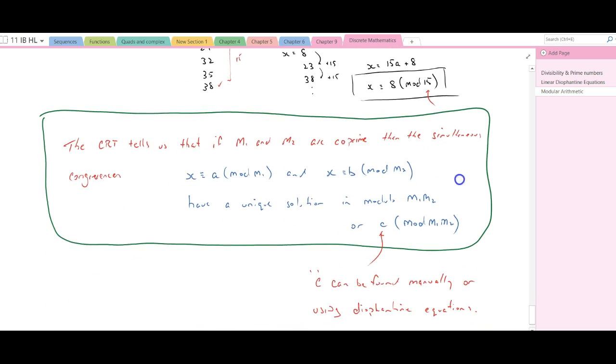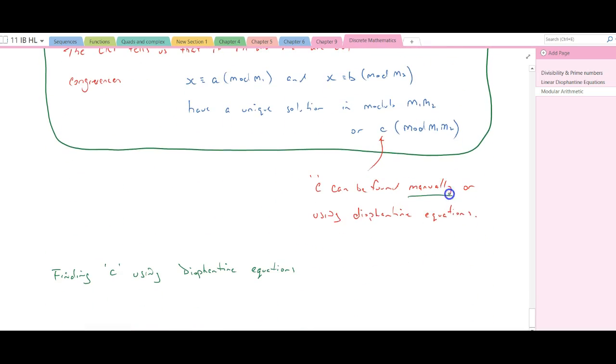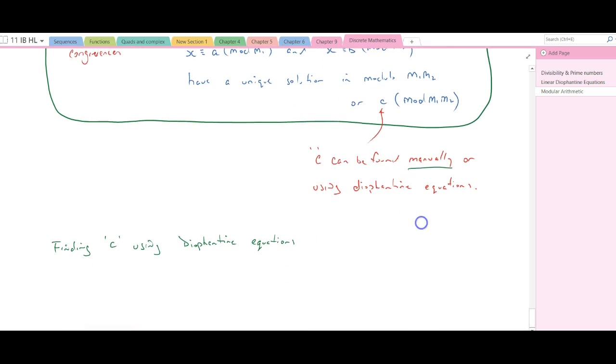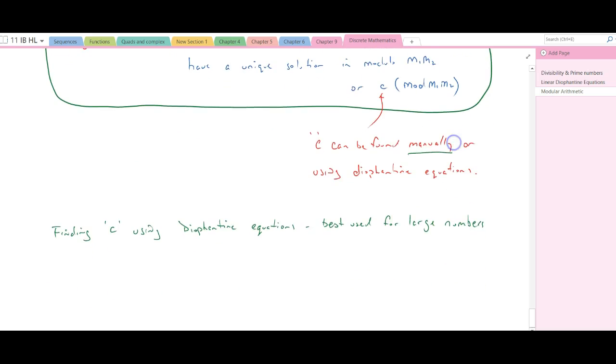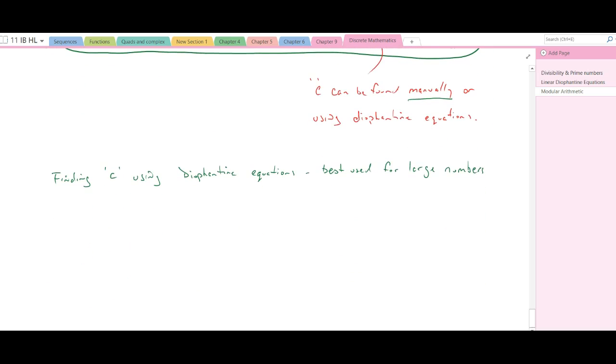Now, I would suggest using the manual method when the numbers are small, and Diophantine equations for when the numbers are larger. So we'll make that note here: best used for large numbers. We don't have large numbers here, but I'll use it because it ties up nicely with what we've just done, we can see that we'll get 8 using them, and it's also a bit of a recap on how to use them.